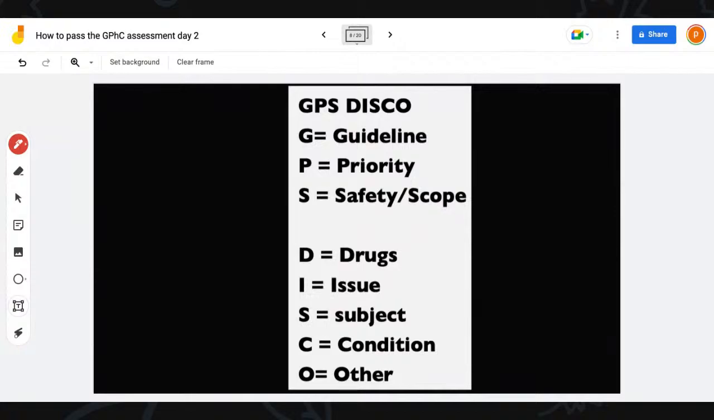Look at the subject, right? There's going to be a subject. Is it male? Is it female? Is it an elderly patient? Is it a child? All of this will require different approaches. Then you've got condition. What condition does this patient have? As I mentioned, you're going to have comorbidities. So you need to use this, and I'm going to show you how to do that.